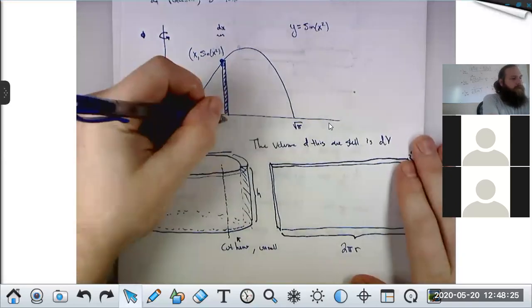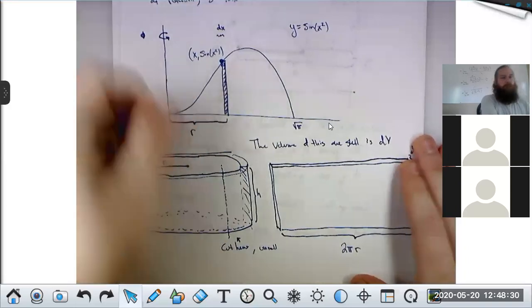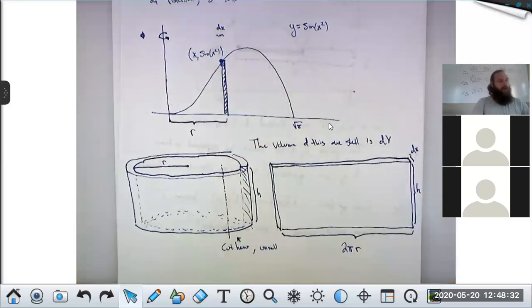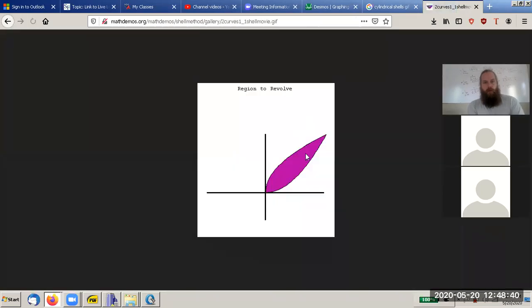Well, it's the distance from the strip to the axis of rotation. Right? Imagine rotating the strip. Look back at those animations. The radius that we're getting for the given shell is the distance from that strip to the axis of rotation. All right, watch this shell.